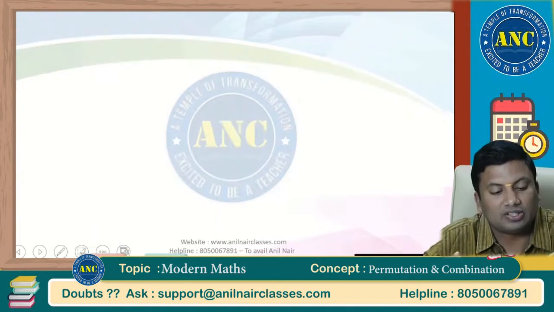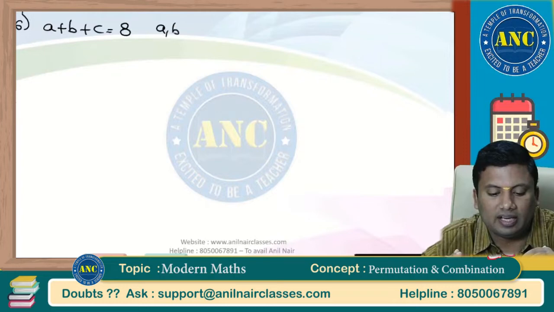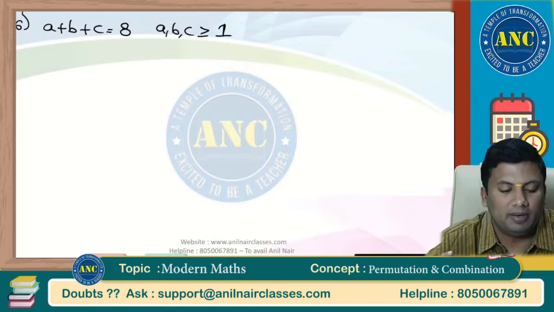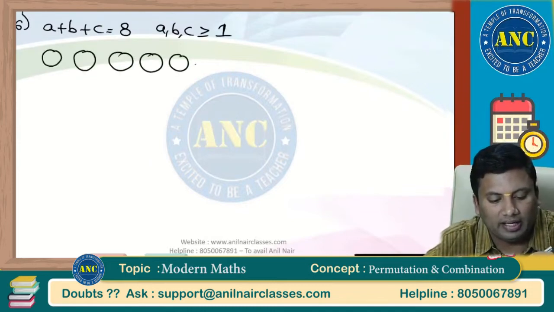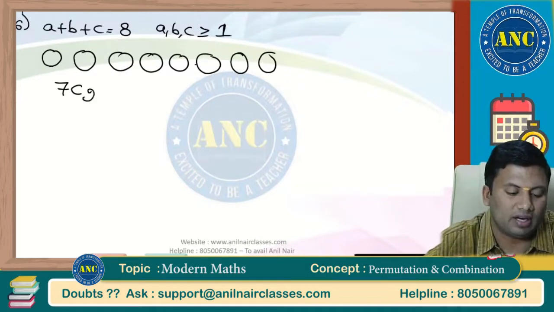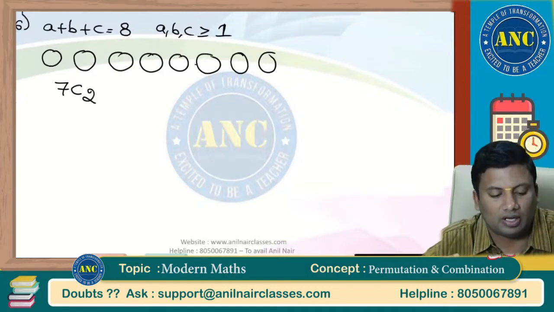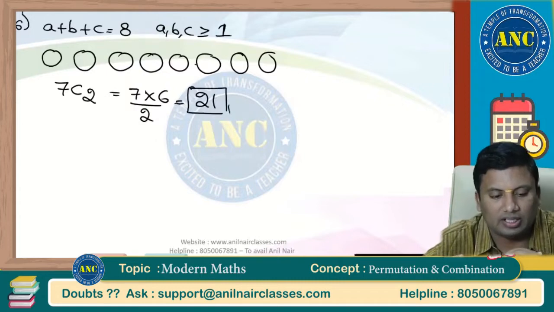Fifth one, I hope the idea is clear. Next one, sixth one: a + b + c = 8, a, b, c ≥ 1. 8 balls are there in a number line, so there are 7 gaps. If 2 variables are there, 1 cut. If 3 variables are there, 2 cuts. 7C2, n into n minus 1 by 2. The answer is nothing but 21.